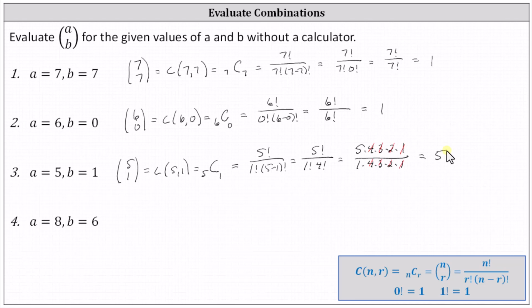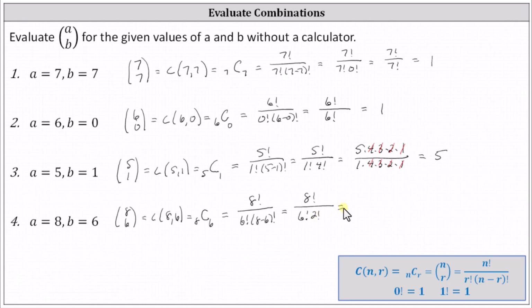5 choose 1 is the number of ways we can choose 1 item from 5 when order doesn't matter, but of course when selecting 1 item, there is no real order. And finally, for number 4, we have 8 choose 6. Which is equal to 8 factorial divided by the product of 6 factorial and 8 minus 6 factorial. Simplifying, we have 8 factorial divided by the product of 6 factorial and 2 factorial.